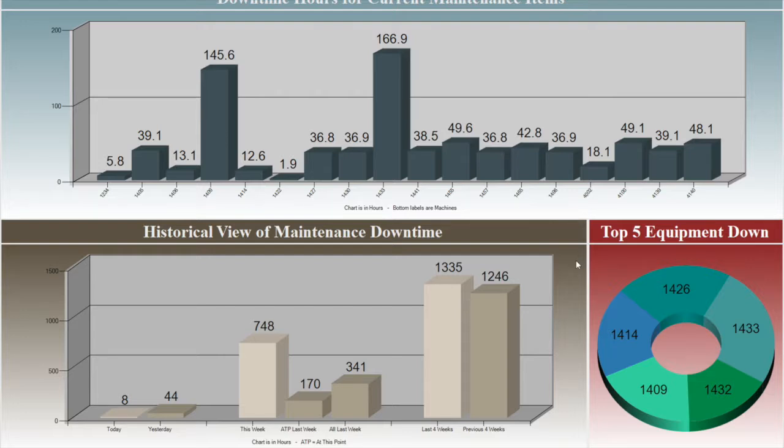You'll have the historical view that will show you the active machines that are on maintenance and everything that's been on maintenance in the past, so that you can compare how you did today compared to yesterday, this week compared to this point last week, or the entire week, or for the last 4 weeks or the previous 4 weeks before that. Give you a better idea how you're performing. And also the top 5 pieces of equipment that are down the most. This will look at all the data collected again.